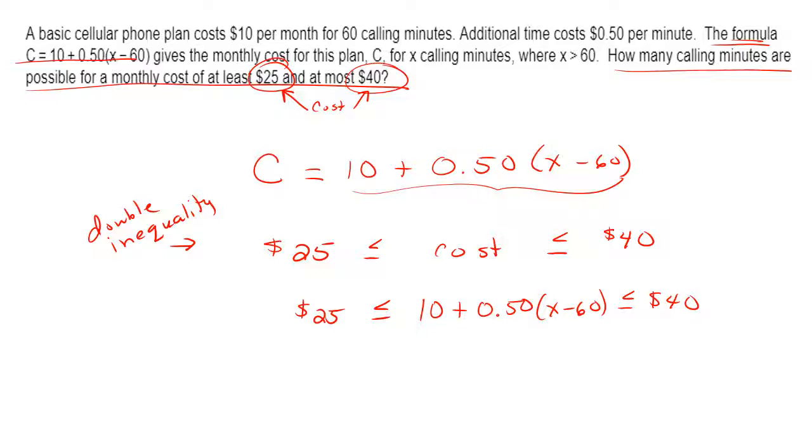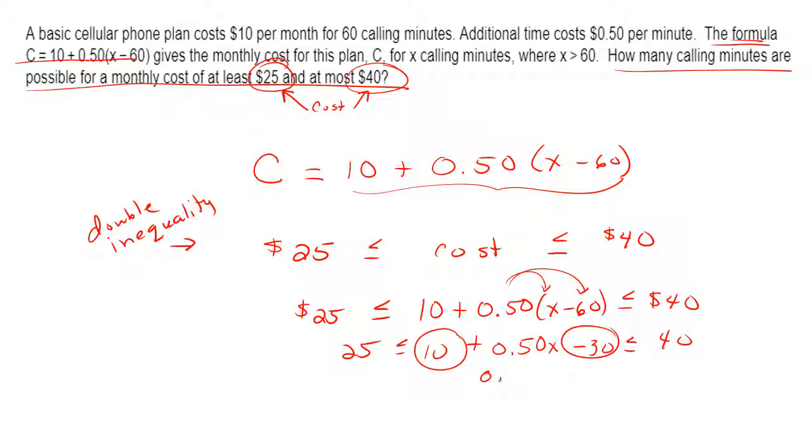Now I must solve for x. I would start off by using the distributive property in the center. So I have 10 plus 0.50x, and then I multiply that by 60, and that's going to be a negative 30. If you notice, the 10 minus 30 would be negative 20. That would make it a little easier to solve.